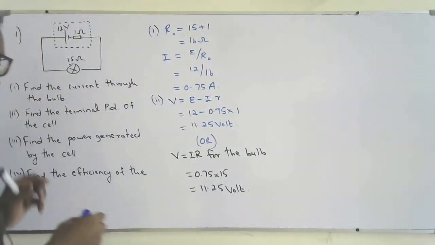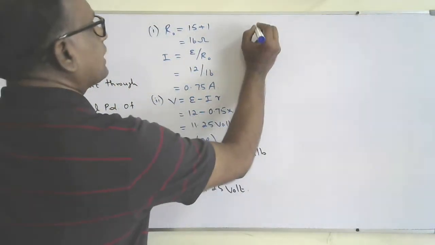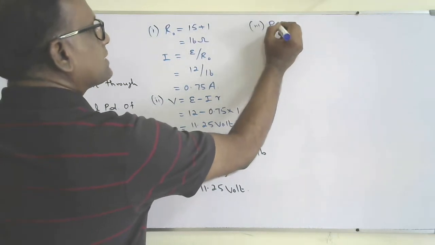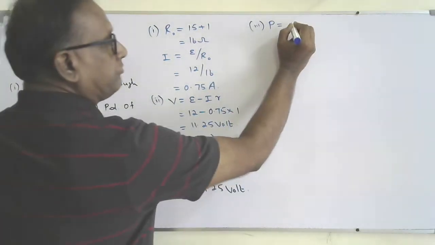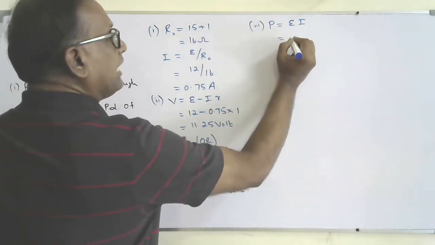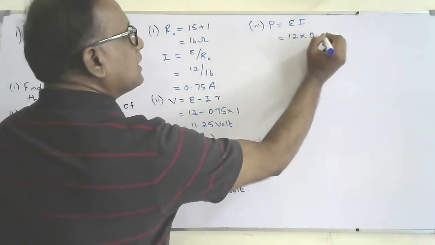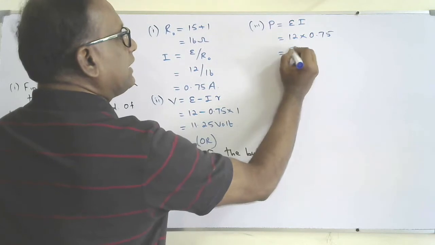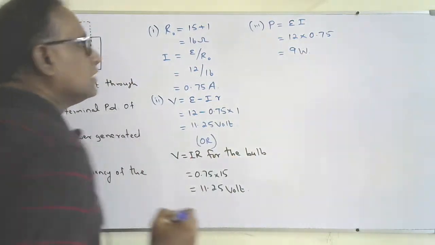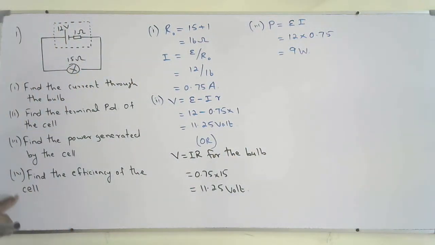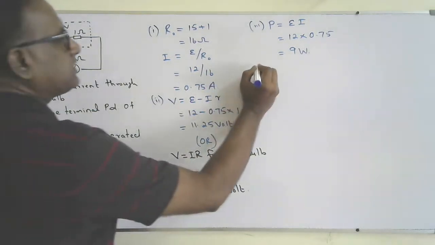Okay, third part, find the power generated by the cell. Power generated by the cell is given by P equal EMF times I. So the EMF is 12 into current 0.75. So it will be 9 watts. That's the power generated by the cell. Last part, find the efficiency.